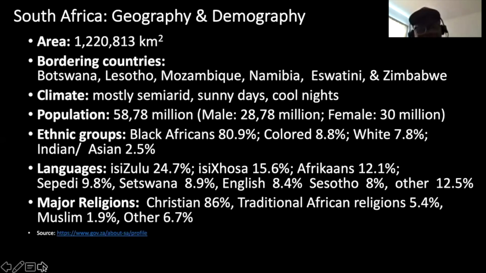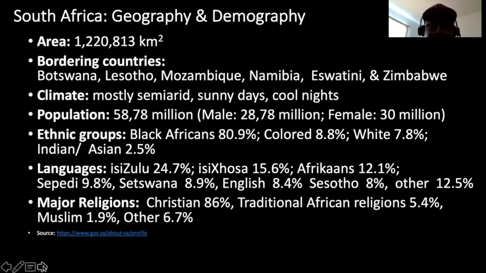Now, the climate is mostly semi-arid. It ranges from sunny days to cool nights. And then the population of South Africa is estimated to be 53.78 million, of which males constitute about 28.78 million and females constitute about 30 million.